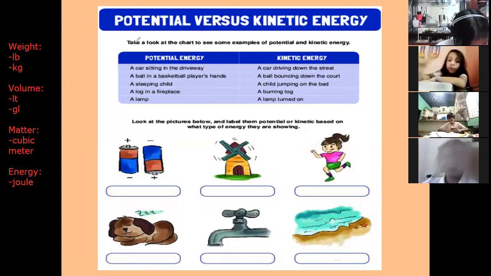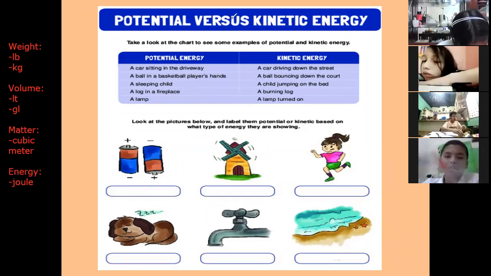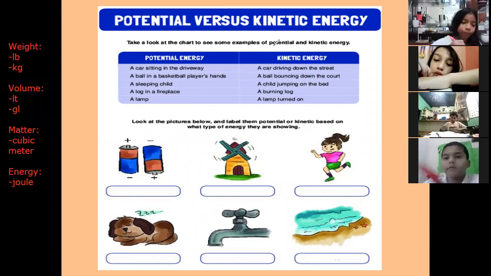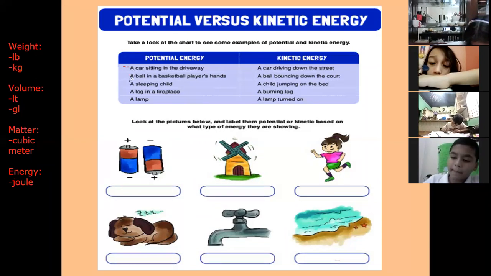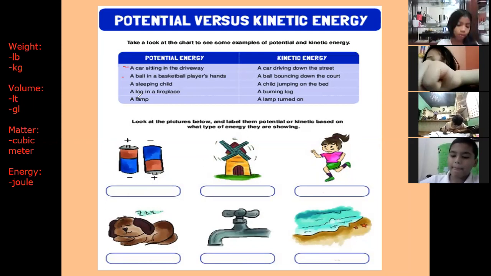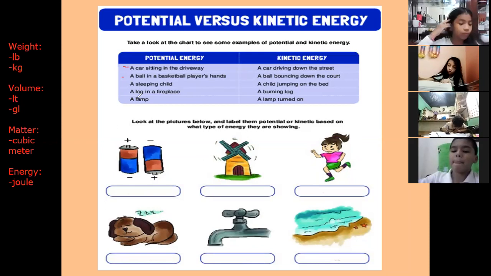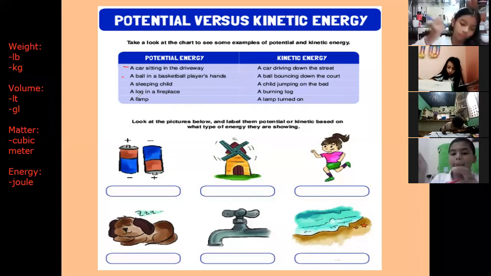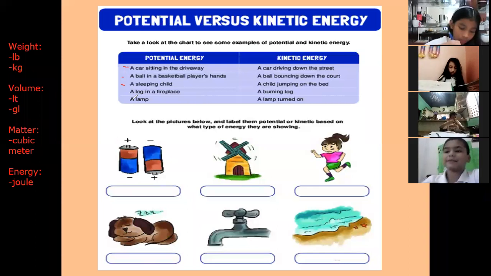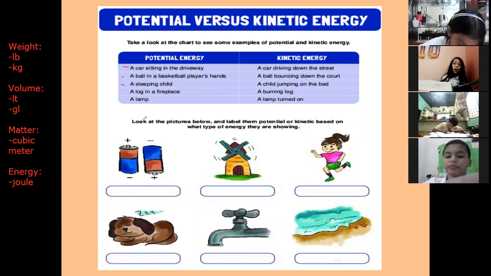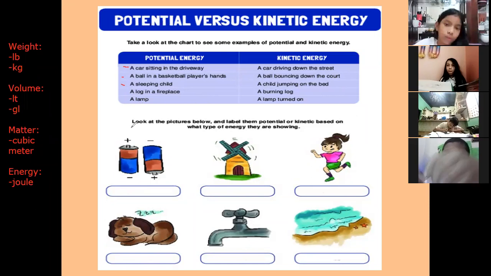Potential versus kinetic energy. Take a look at the chart to see some examples of potential and kinetic energy. Potential energy examples: a car sitting in the driveway, a ball in a basketball player's hand, a sleeping child, a log in a fireplace, a lamp. When you are sleeping, you are resting and still, but you have potential energy. Kinetic energy: a car driving down the street.